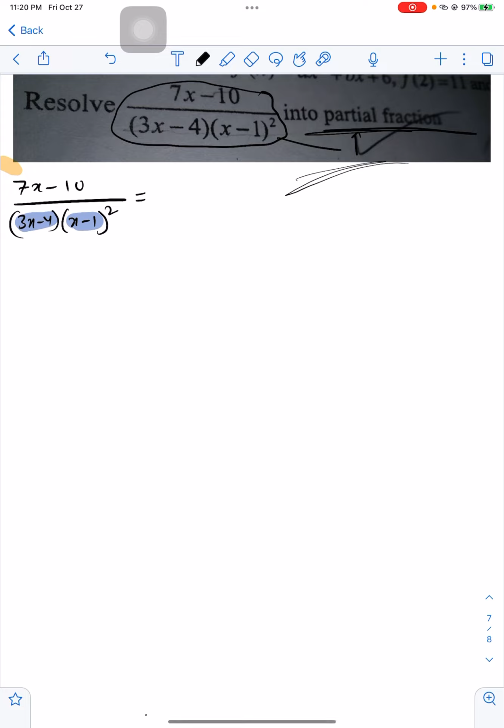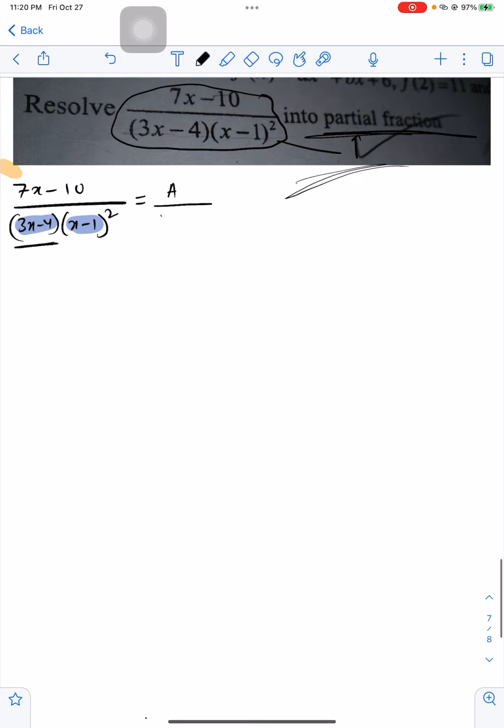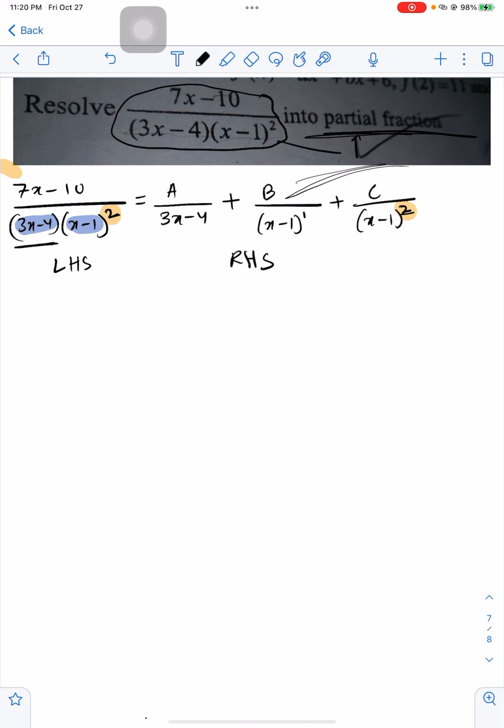So in this case you can write it as A over, choose one of the factors here, 3x minus 4, plus B over, now in this case since your binomial term here has an exponent more than 1, how to do it? What you do is you start with 1 and go on until you reach the exponent which is there in the question. So it's 2, right? So you end it in 2.